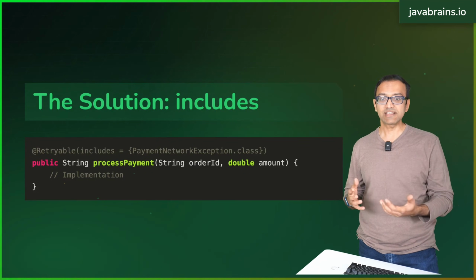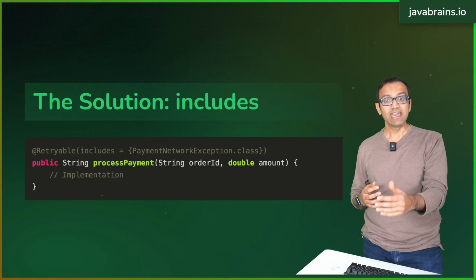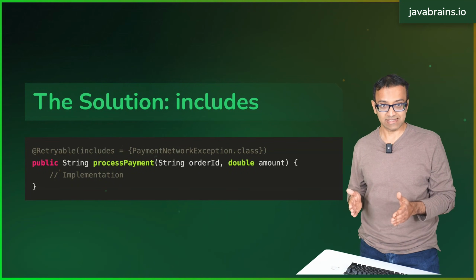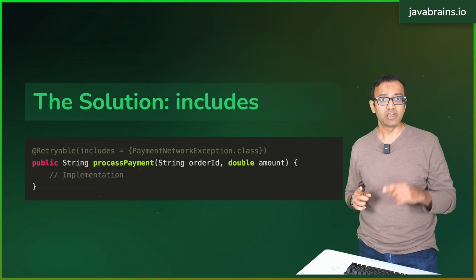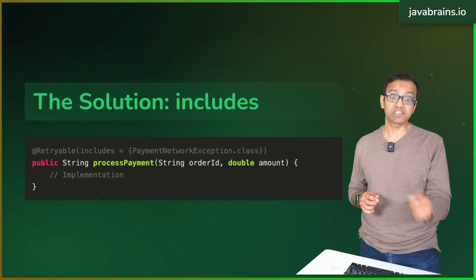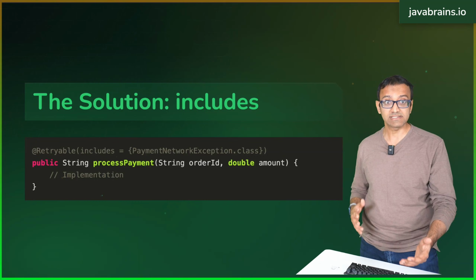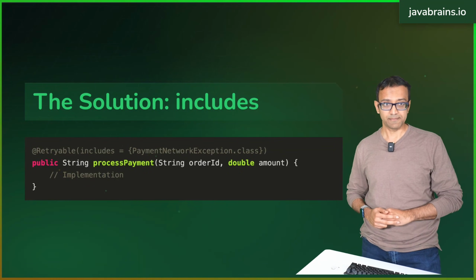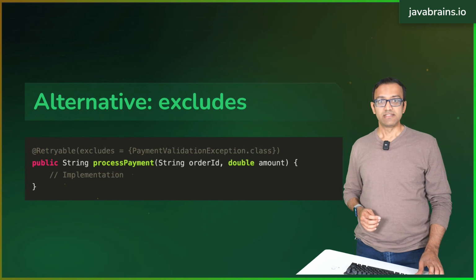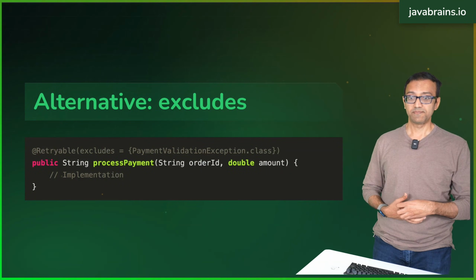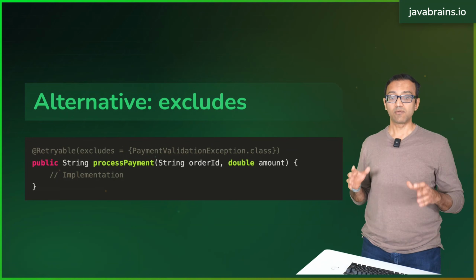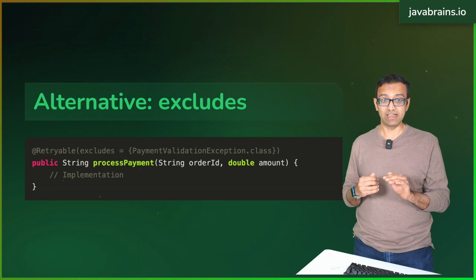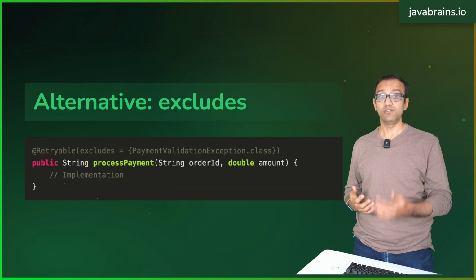It's basically saying, hey, go ahead and retry if the exception you get back is included in this list, either matching the types or the subclasses. It checks for subclasses also. If it matches a subclass, even then it'll retry. Everything else will fail immediately. There is an alternative, which is the excludes. You basically say, I want to exclude this. If this exception comes in, don't retry. If anything else comes in, you can retry.